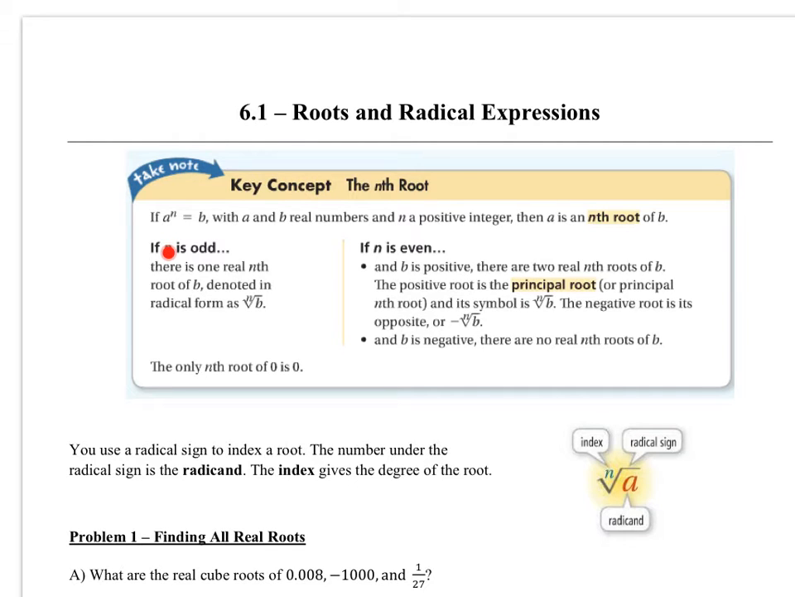If the root is odd, you can have negative answers. If it is even, like this, you cannot take the root of an even negative number. Why? Because if you have something like the square root of 4, the only option you have is 2. You cannot do negative 2, because for real numbers you can only take the square root of a positive answer.